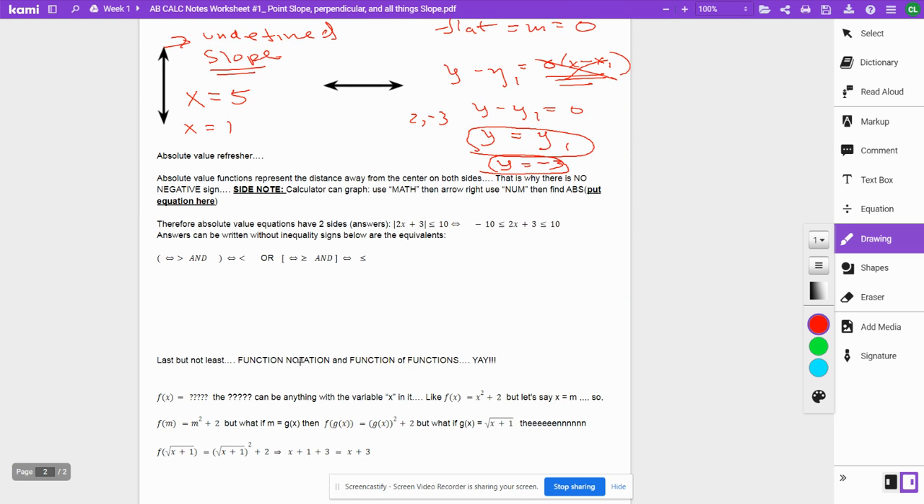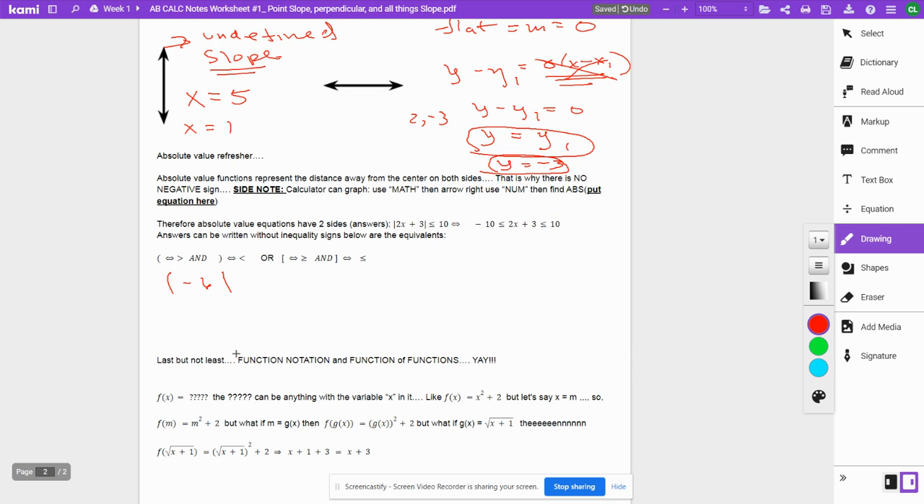Absolute value. This is the bad boy that messes everybody up. And even though we're way past absolute value, just understand that it's not this. No, it's like the absolute value. Oops, that's not an absolute value sign. Sorry, guys.